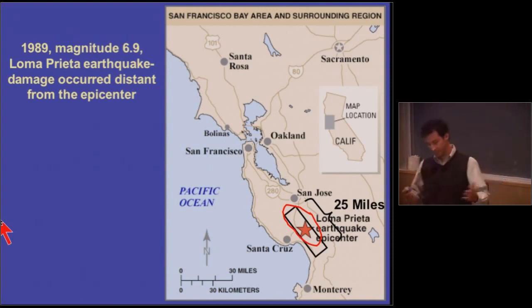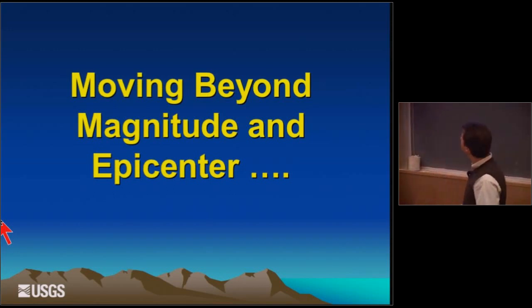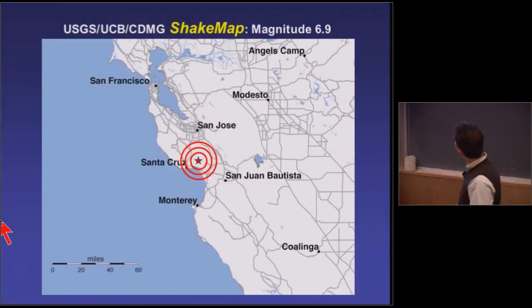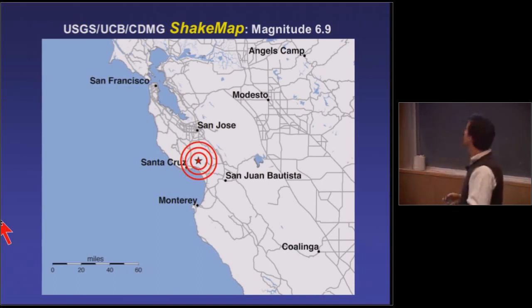So the whole subplot of this talk is really moving beyond magnitude and epicenter. And I'll show you an example of that. For that same earthquake, the epicenter for the magnitude 6.9 Loma Prieta earthquake was right here. If you turn on the television after an earthquake, you typically get something like this. They'll show concentric circles emanating from the point on the Earth, and that's their depiction of the shaking.